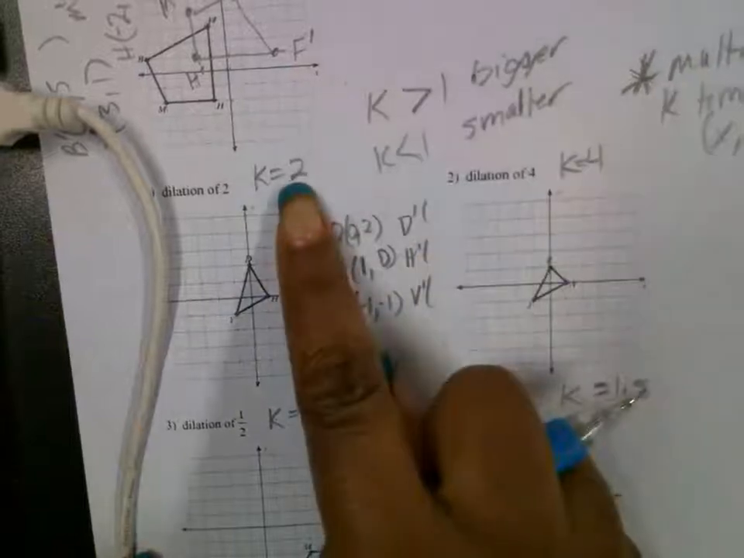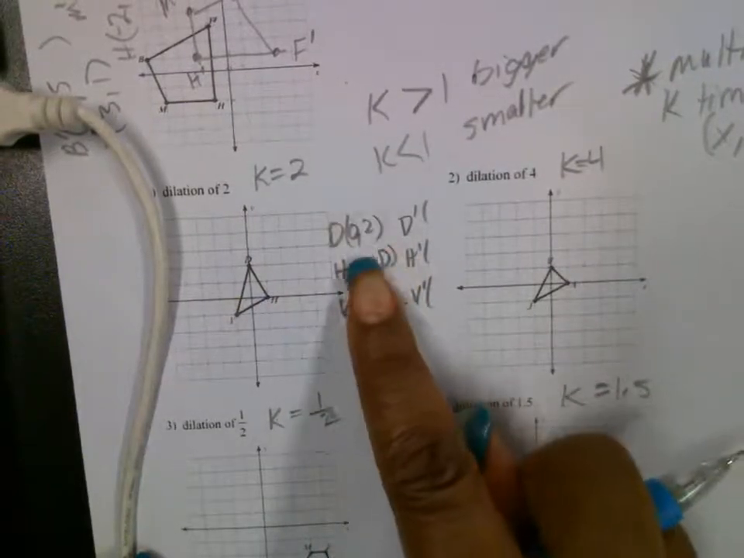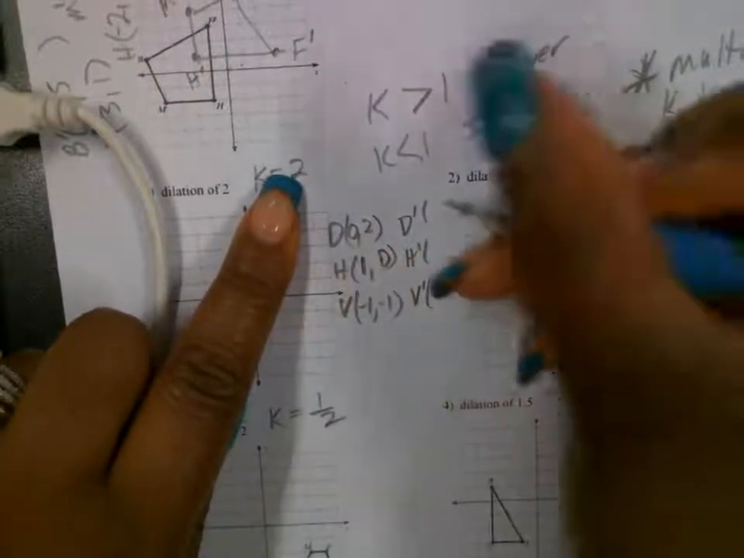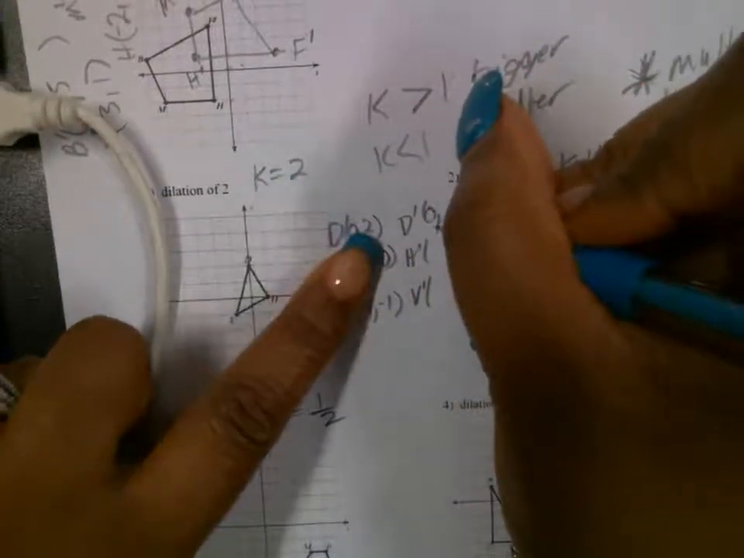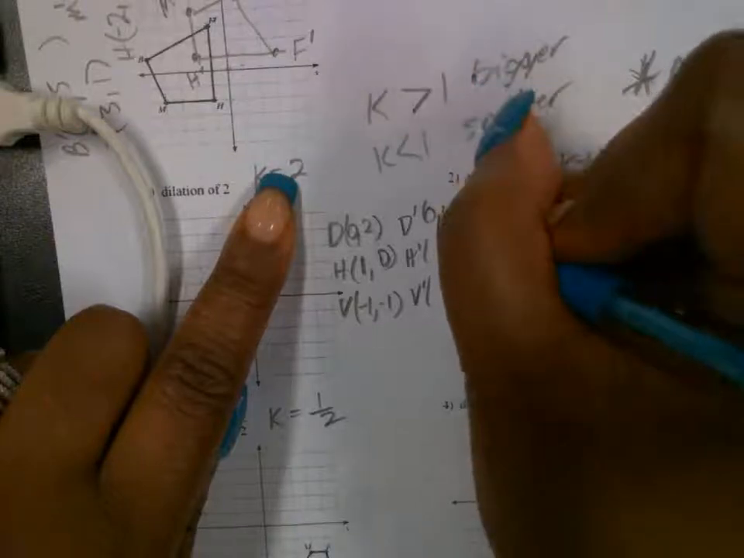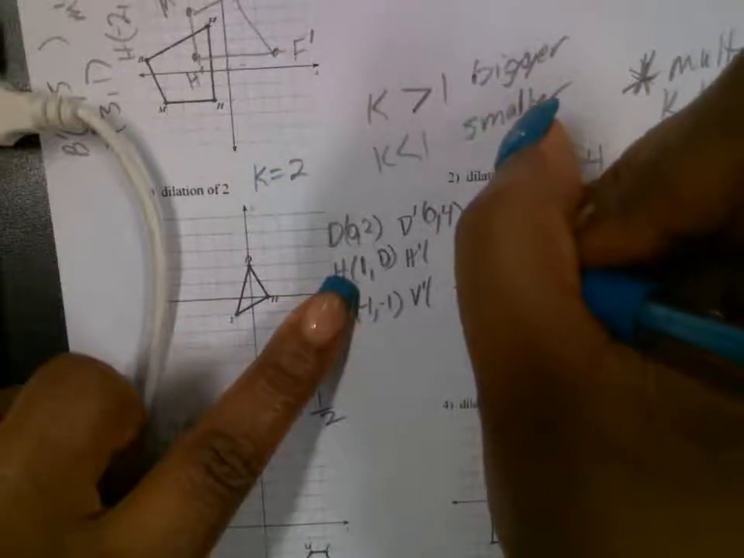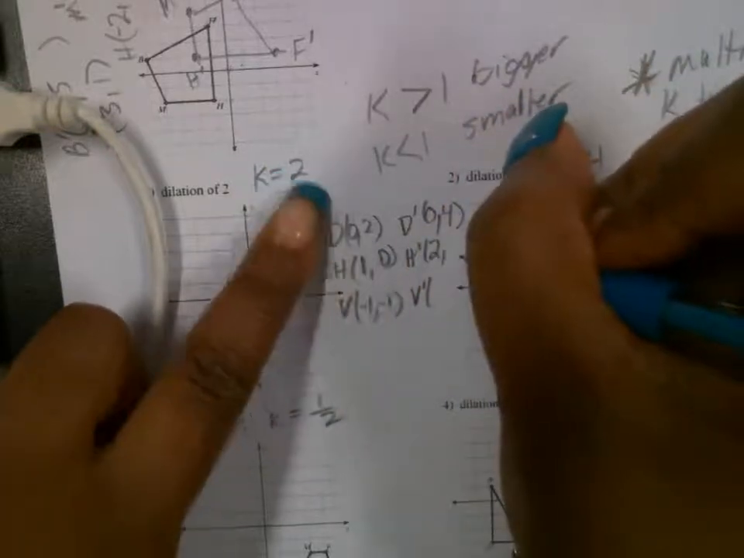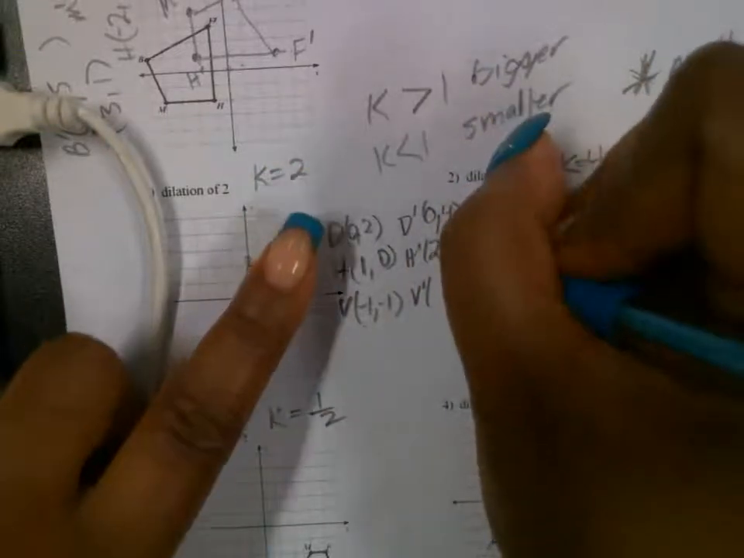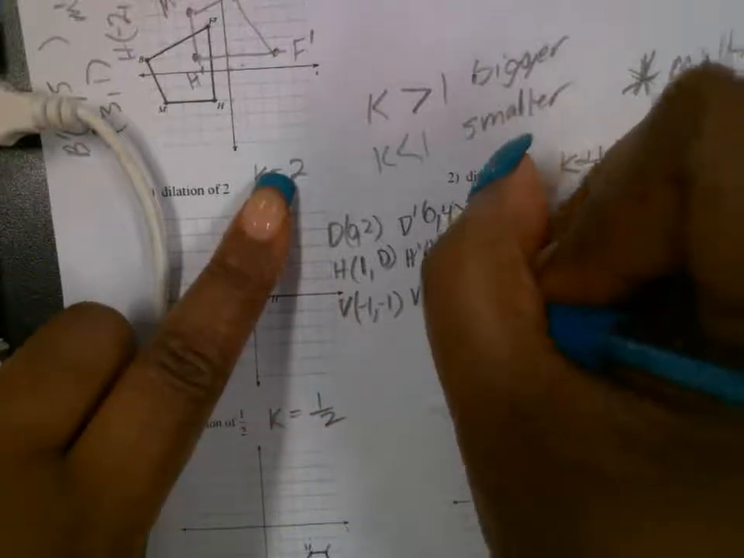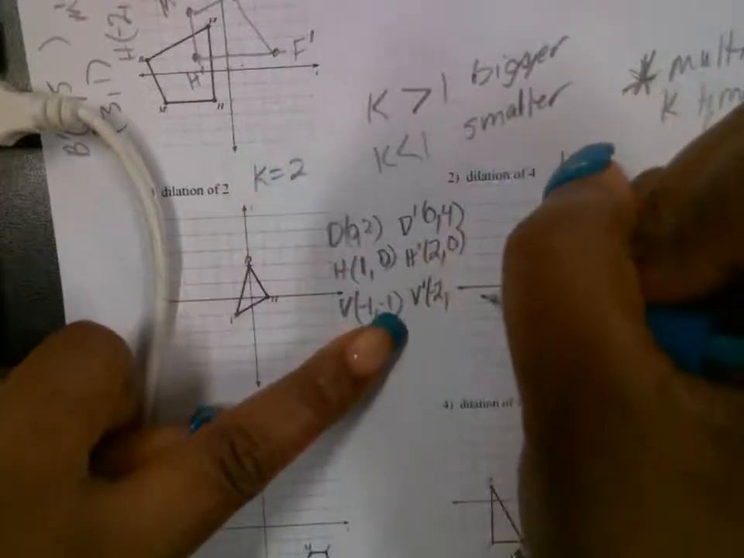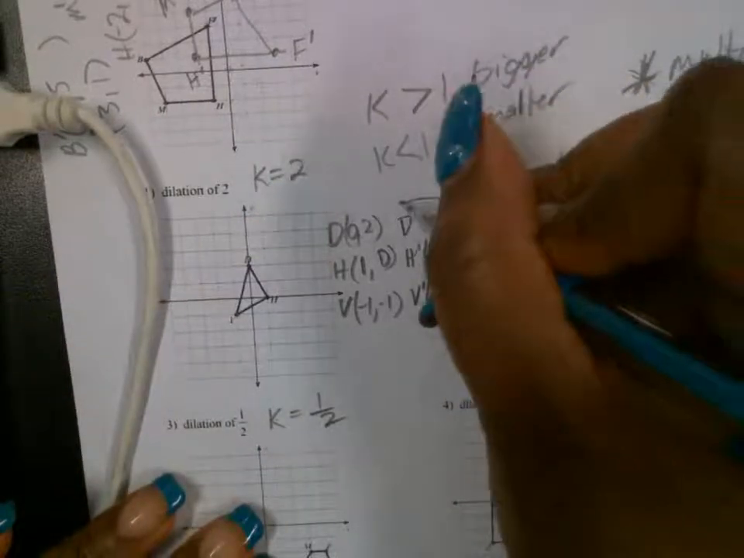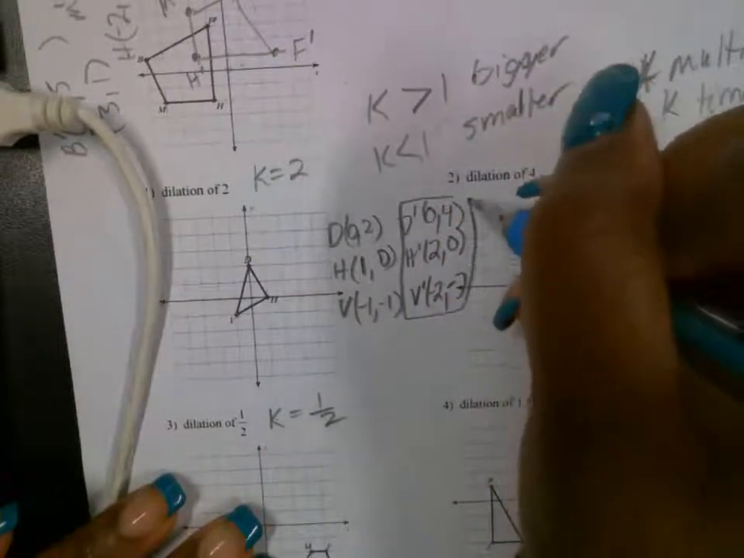You're going to take your scale factor and multiply all of these numbers by 2. So 0 times 2 is 0. 2 times 2 is 4. Then H: 1 times 2 is 2, and 0 times 2 is 0. Then -1 times 2 is -2, and -1 times 2 is -2. So that's how you get your new ordered pairs.